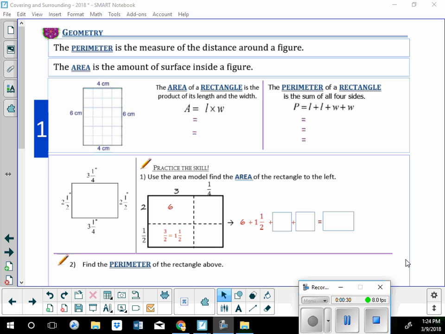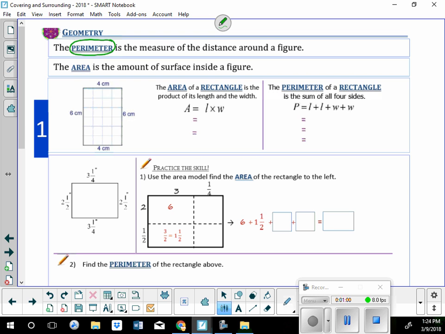So we're going to review a few things from when you were in elementary school. But as sixth graders, we're going to work on writing equations to represent the area and perimeter. And then later on today, we're going to find areas and perimeters of some more complex or some more composite shapes. So the first vocabulary word that we need to go over is perimeter.